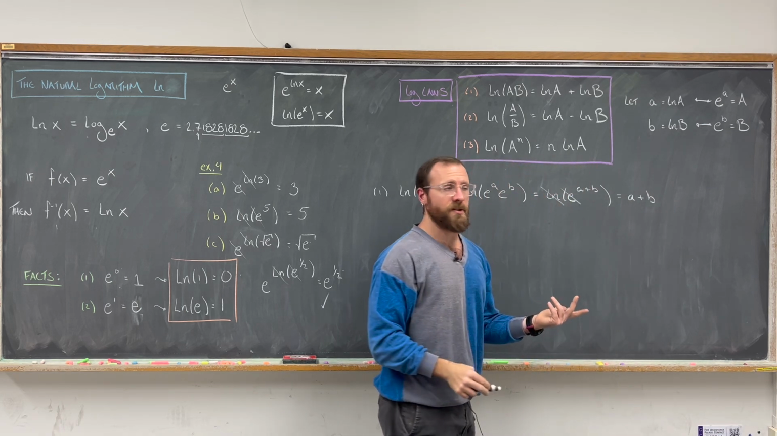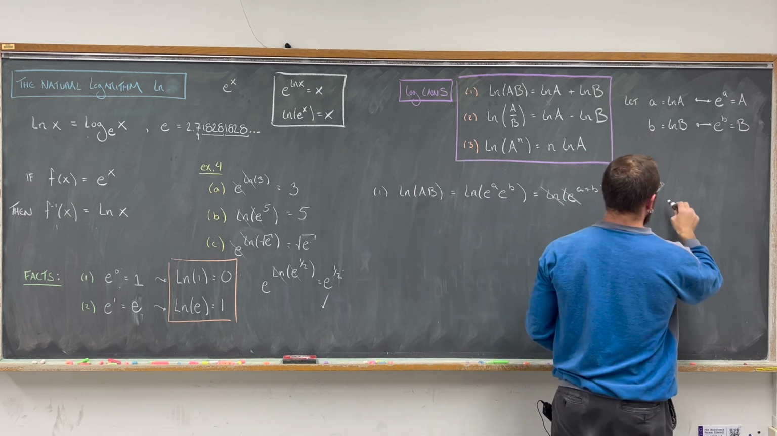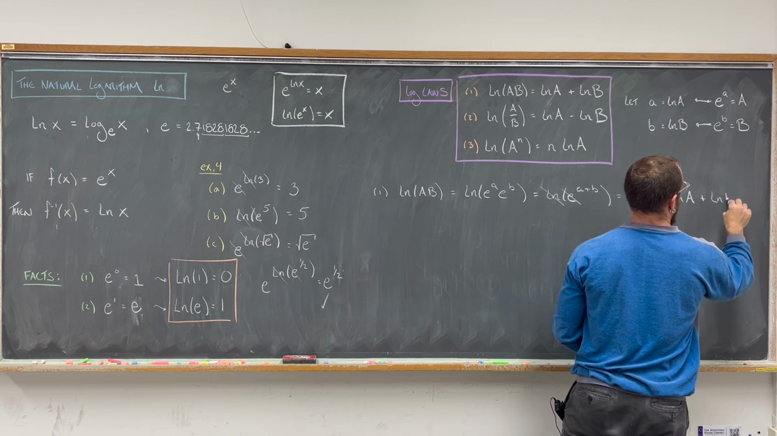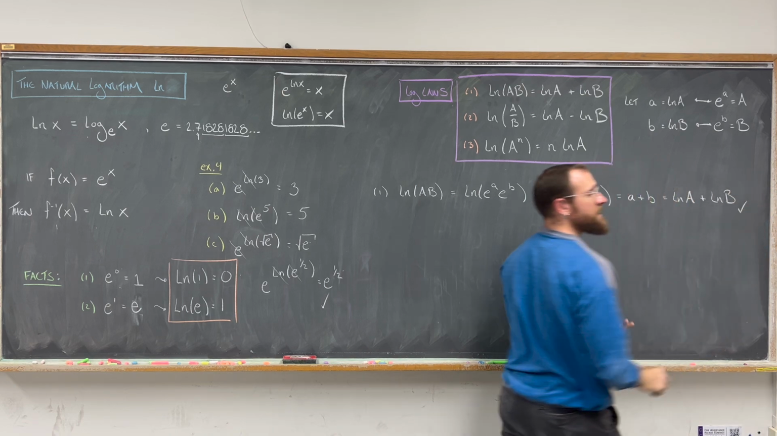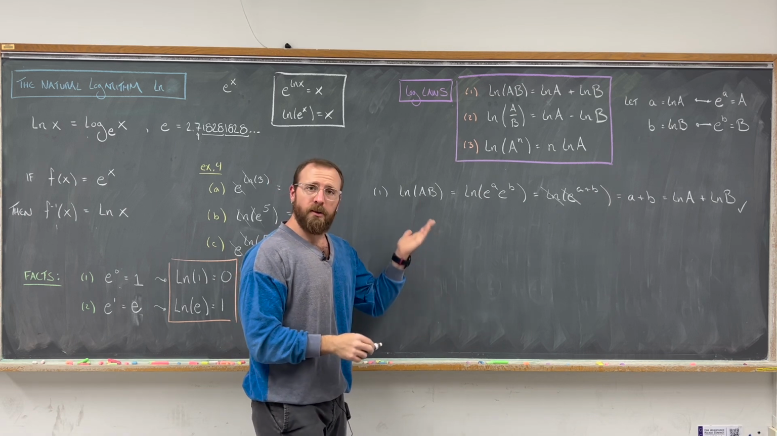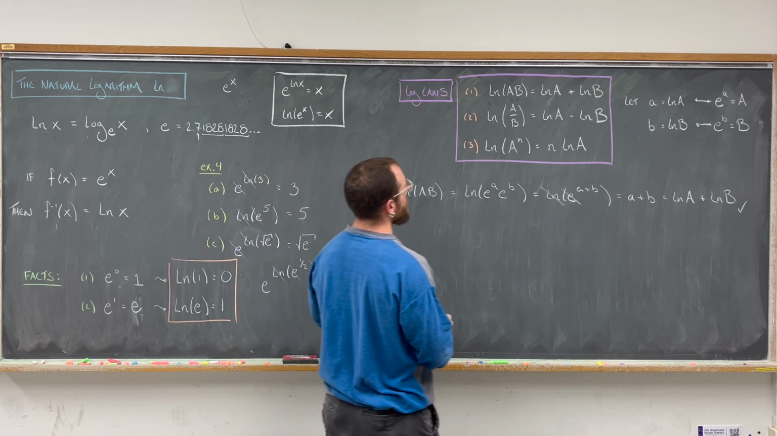And maybe you see where this is going. Little a is ln of a, little b is ln of b. And that's the proof of this first log law. Okay? Not so bad. The others are very similar. Let's just go through them very quickly.